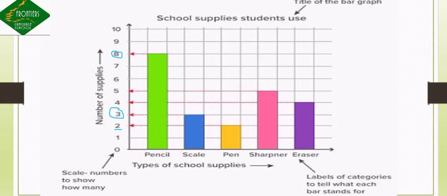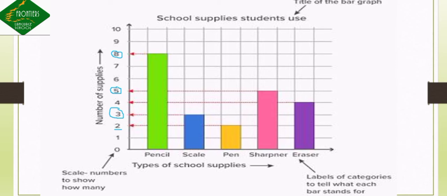And the same, go to the sharpener. How many students have a sharpener? I have here the column of sharpener. I go up and then go to the number. I have here, great, number 5. So 5 students have a sharpener.